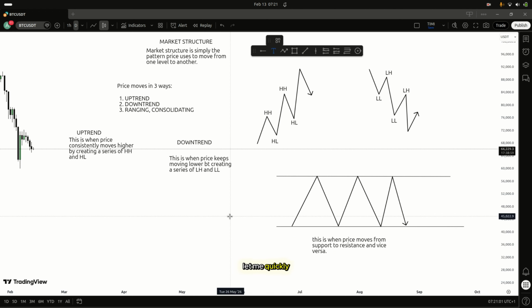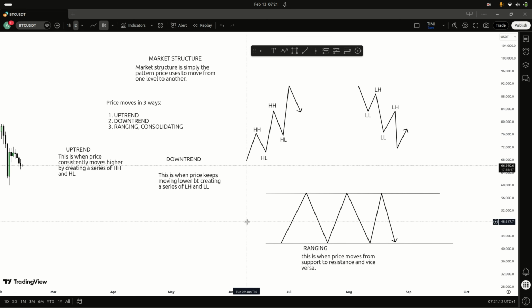Ranging market. Let me quickly write that. That's what a ranging market is. So market structure is a pattern that price uses to move from one level to another. Like I said, price moves in only 3 ways. This is an uptrend. Price can move using this pattern. This is a downtrend. Price can move using this pattern. And this is what a ranging market looks like. Price can also move using this pattern. Basically, it's not really going up, it's not really going down, just moving from resistance to support and vice versa.